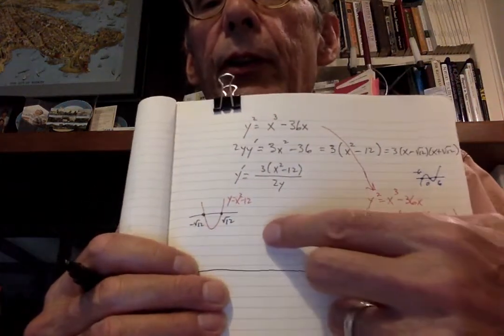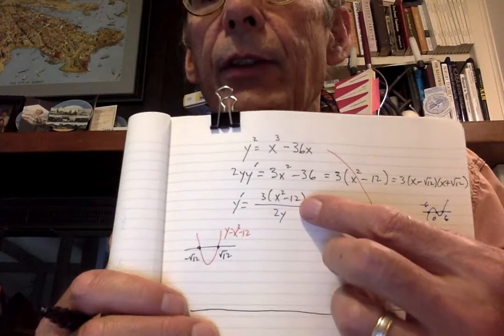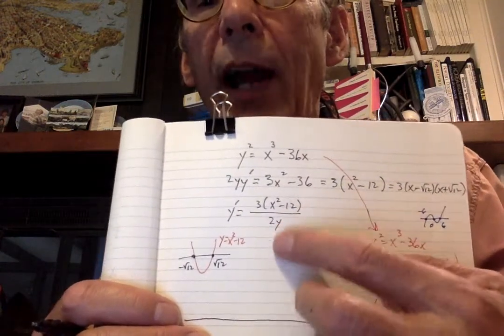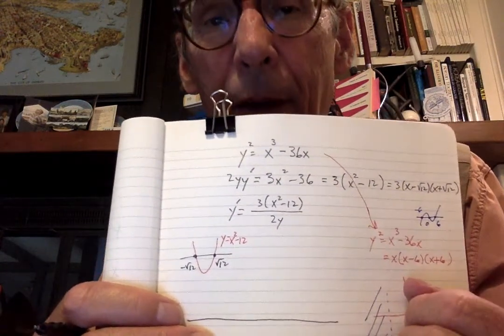And then we know what the roots are, and so we have this situation with minus square root of 12 and square root of 12. So this will tell you the sign of the top of the derivative, and y will tell you the sign of the bottom of the derivative. Okay, so interesting things happen. Let's see. Nothing happens until minus 6.